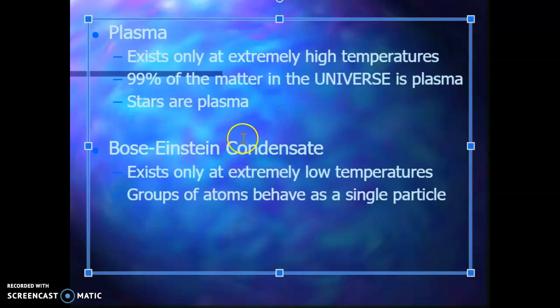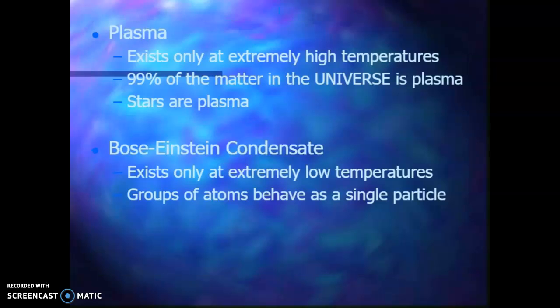Another one is Bose-Einstein condensates. These are the opposite of plasma. These only exist at extremely low temperatures. And the way that these exist is the temperature is so low that the groups of atoms start to behave as a single particle. So some crazy stuff happens if you get one of those.